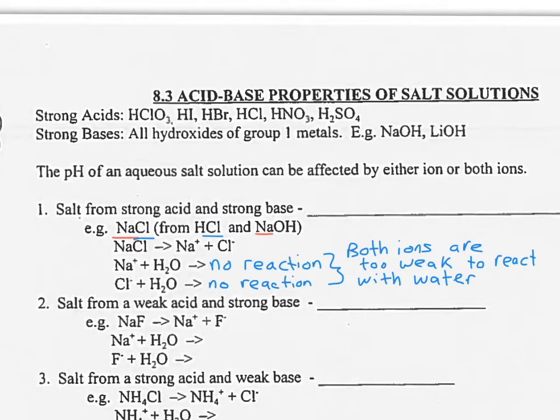Because both of these ions are too weak to react with water, no reaction happens. And because neither one of them ionizes water, the resulting solution from the salt is neutral. So this is the case for all salts that are formed from the cation of a strong base and an anion from a strong acid.